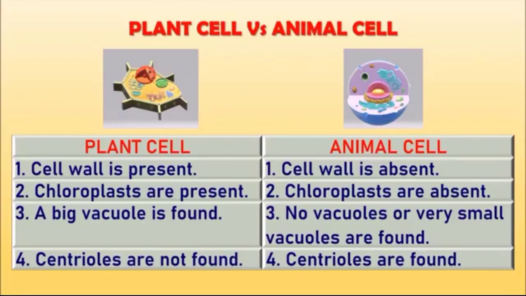A big vacuole is found in plant cell to maintain the turgor pressure as the plants continuously absorb water, whereas there is no big vacuole in animal cell, though small vacuoles may be found in animal cell. And in plant cells, in general, centrioles are not found. They will be formed only during the cell division. But in animal cell, we can observe the centrioles too. These are the differences between plant cell and animal cell.